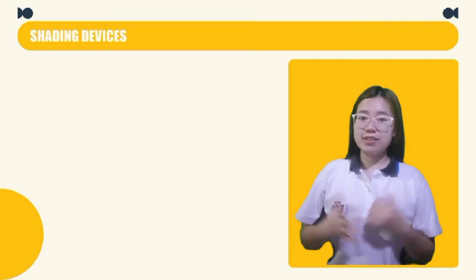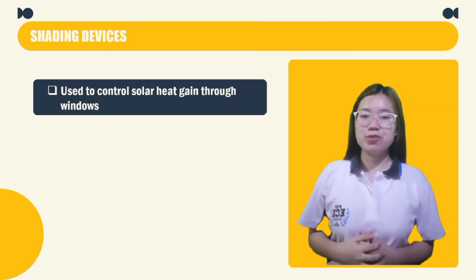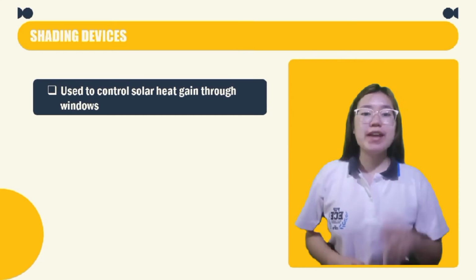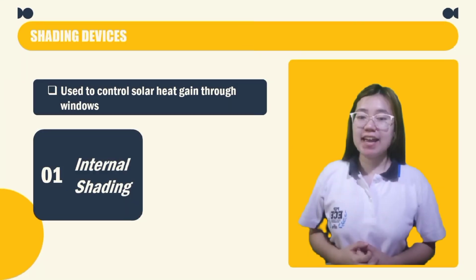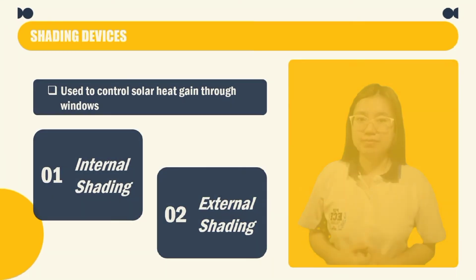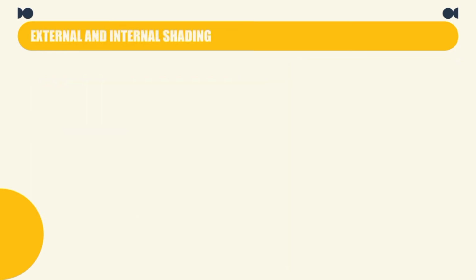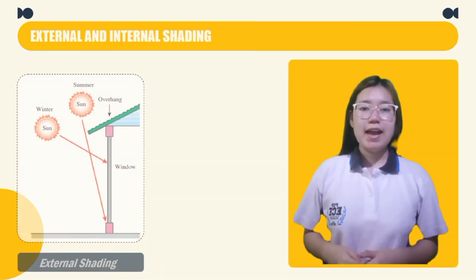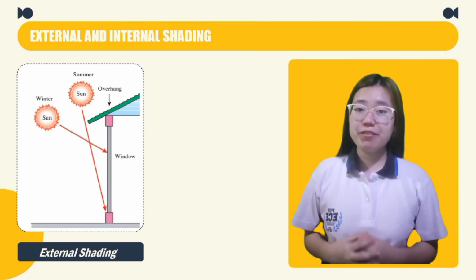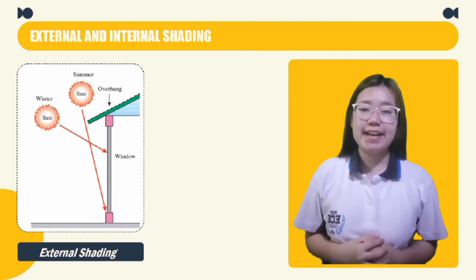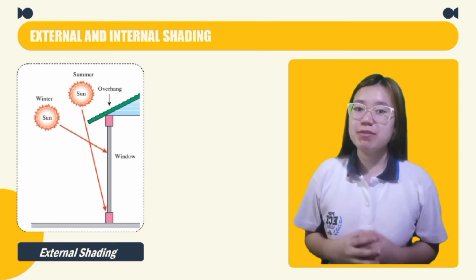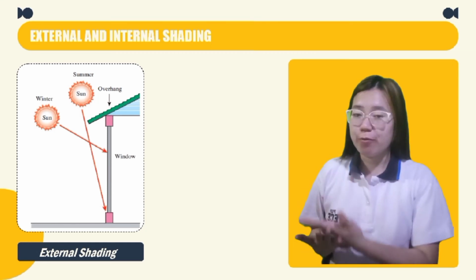Now, what are shading devices? These are used to control solar heat gain through windows. We have two types, the internal shading and the external shading. External shading devices are more effective in reducing the solar heat gain since they intercept the sun rays before they reach the glazing, as seen in our example.